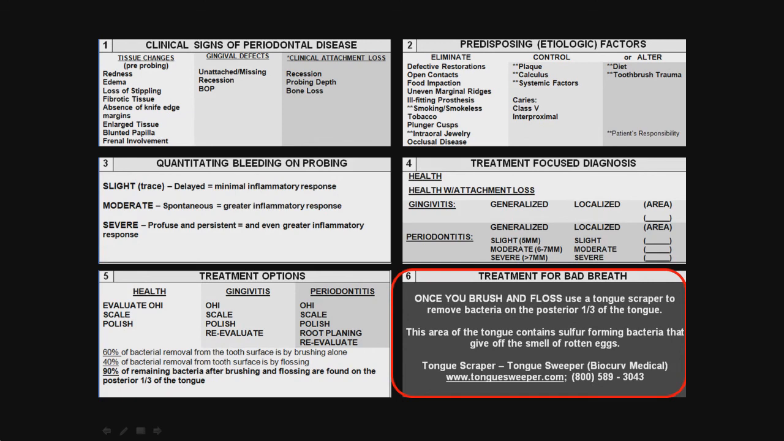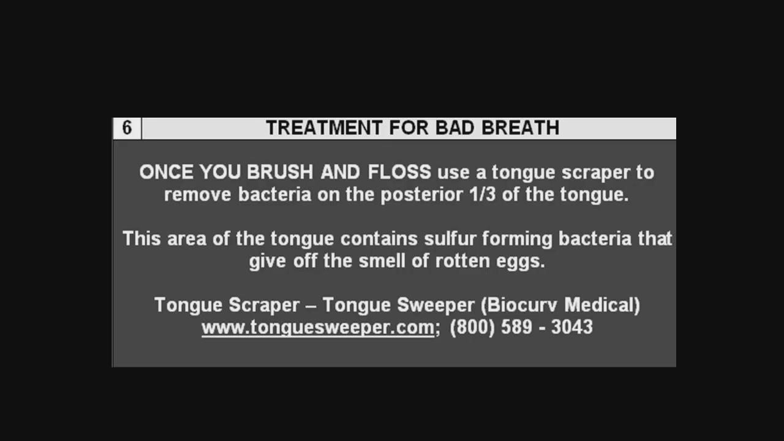Now let's summarize what I hope you've learned. We've got 6 factors on this flow sheet. The first 2 factors, the clinical signs of disease and the etiologic factors, we did not discuss. Our focus was on number 3 and number 4, quantitating bleeding on probing and the treatment-focused diagnosis. On the bottom, 5 and 6, we must touch on slightly. The treatment options are quite obvious. Let's focus on number 6, treatment for bad breath. This is something all patients are interested in, and very little is addressed in this area in most dental clinics.